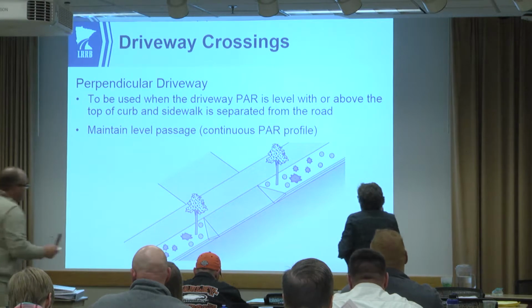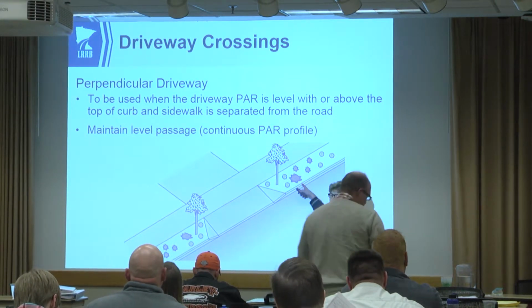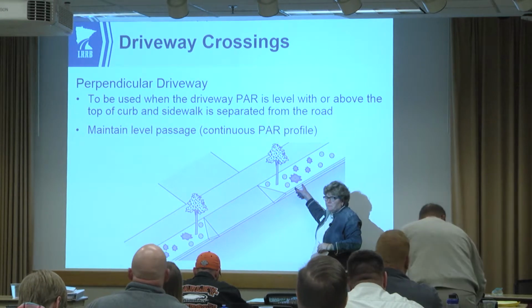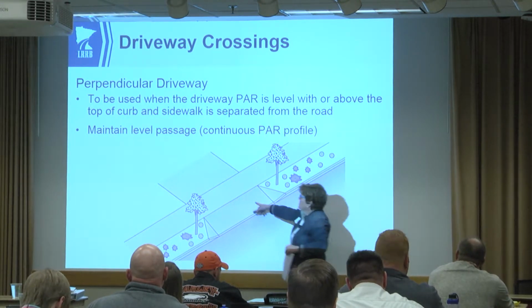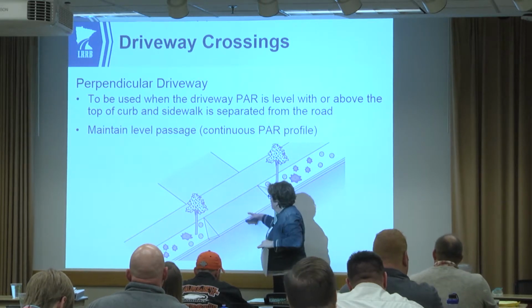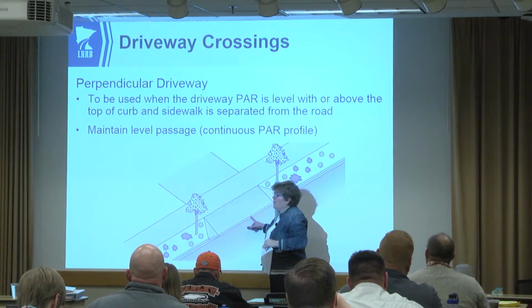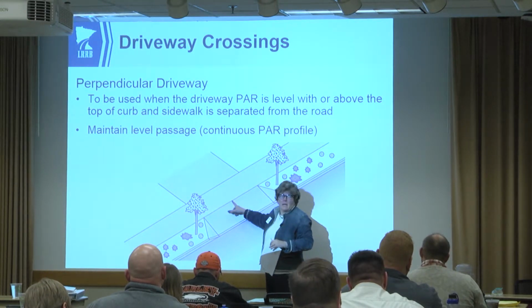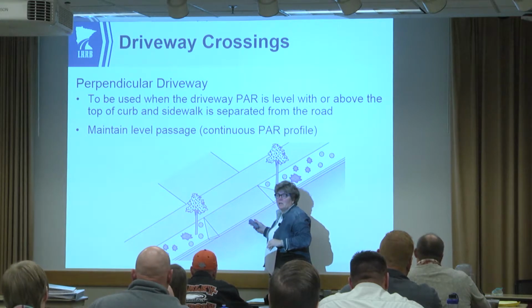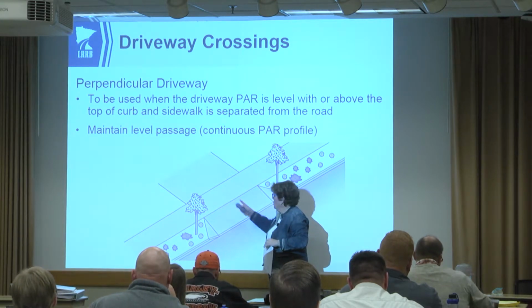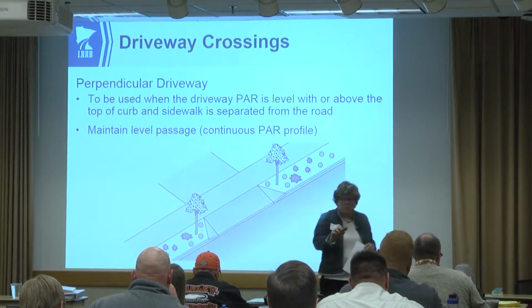Here's a nice perpendicular driveway. Again, this is kind of dictated by the fact that there's a boulevard and there's lots of space here, presumably, to meet your elevation change requirements from gutter grade to edge of sidewalk. So the elevation change can happen here as long as it meets a maximum standard, and the cross slope through here is maintained at less than 2%.